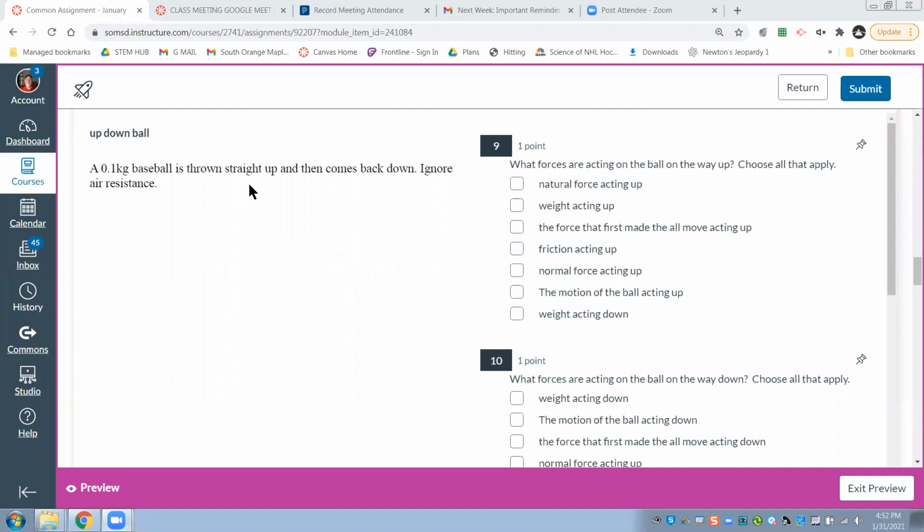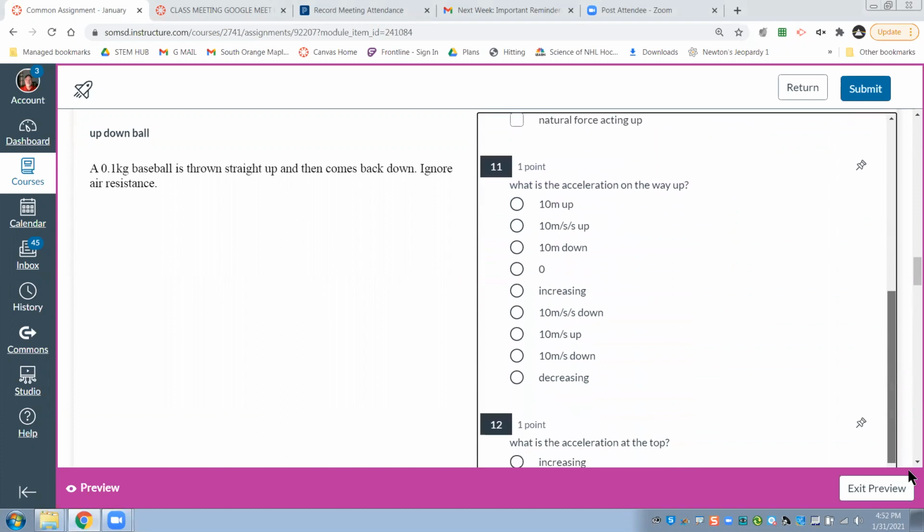No matter what the ball is doing, going up or coming down, there is still only one force acting, and that is gravity. So answer the questions 9, 10, 11, and 12.